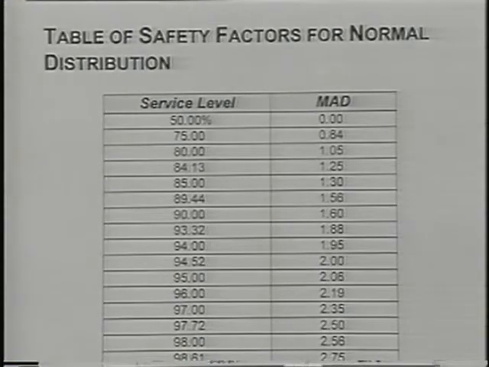These values under MAD are not mean absolute deviation values. They are the safety factors using MAD. So, not to confuse you, you may want to make a note on this page that these values going from 0.00 all the way to 5.00 are safety factors for their respective service level.